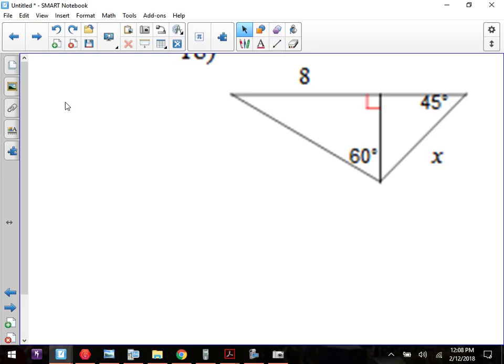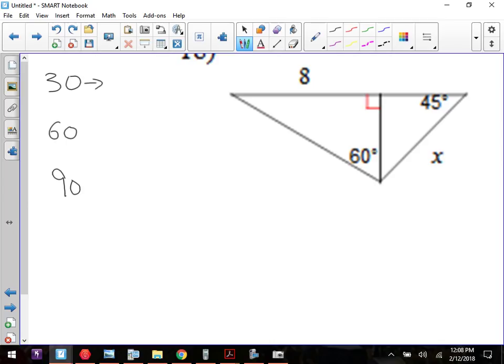So what side length do you know across from the 60? So you start by writing out the ratios. You know across from the 60 is something times the square root of 3. Well, in that case, that has to equal 8. So that means you have to divide by the square root of 3. And if you did that, you should have gotten 8 root 3 over 3.